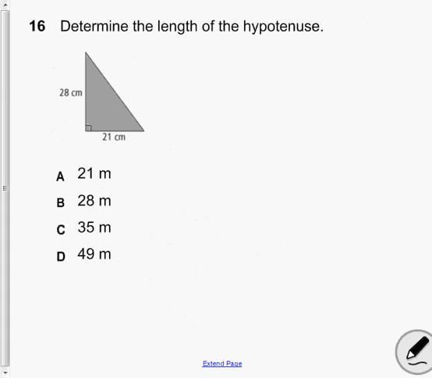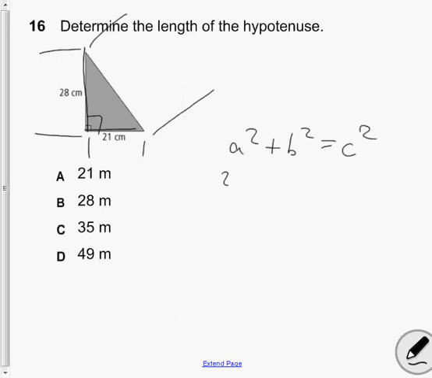Determine the side length of the hypotenuse. So again, we could do it one of two ways. I could attach squares to the legs, or I could write my theorem out, which is a squared plus b squared equals c squared. I'm going to do it this way. Remember, your legs are the two sides of a right triangle that make up the 90 degree angle. So 28 squared plus 21 squared will equal the hypotenuse, which is c squared.